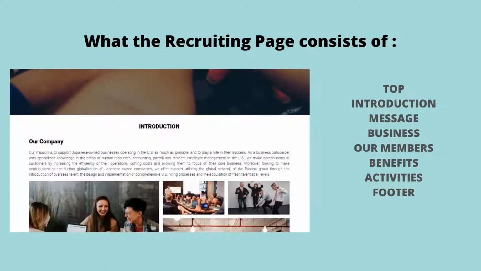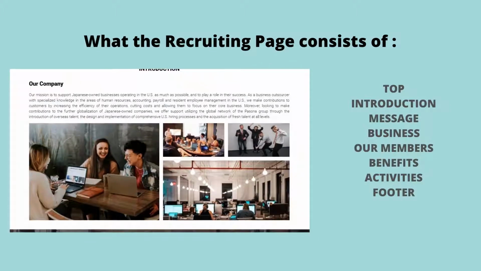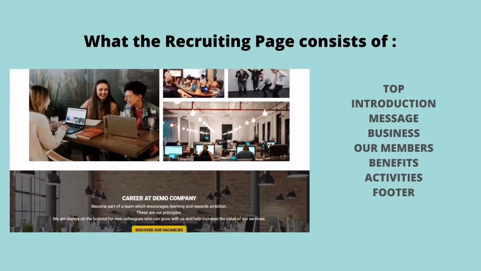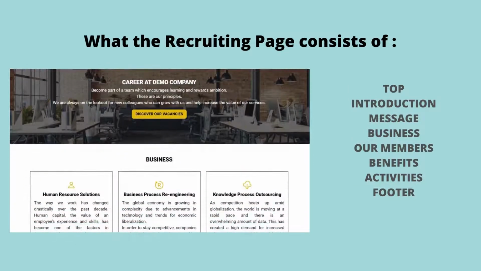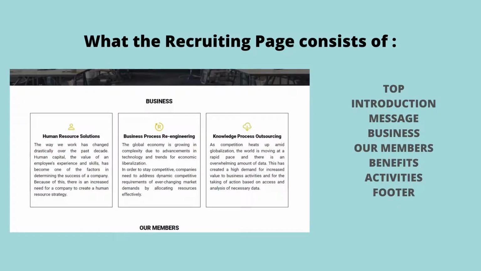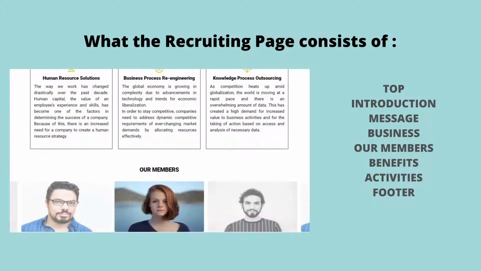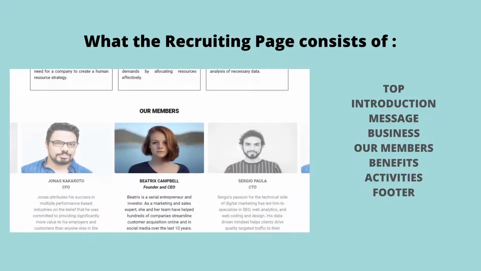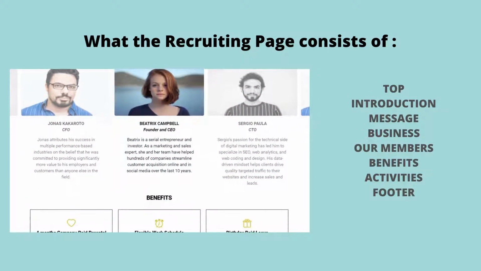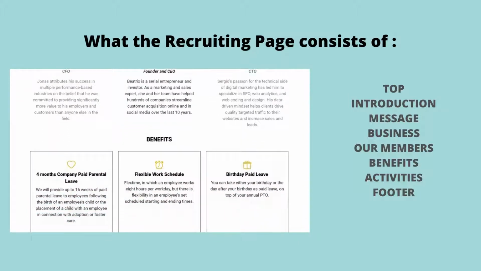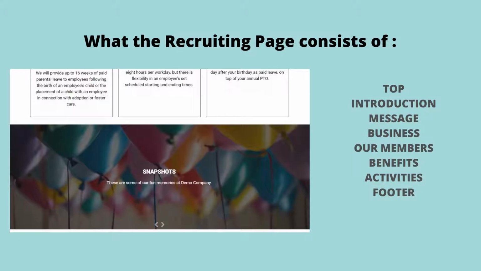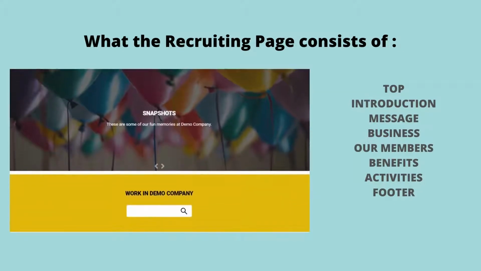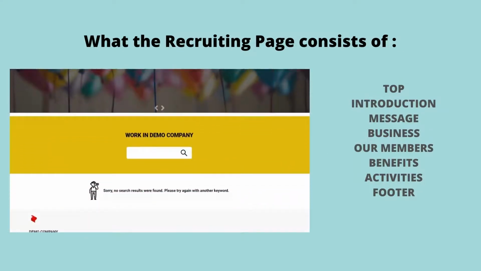The top, the introduction, where you can share videos or photos of your company; message, which includes a button to jump straight to your job listings; business, a place to introduce your company's services and businesses; our members, where you can introduce key figures of the company; benefits; activities, where you can showcase employee events; and the footer, in which you add general company information such as phone number or address.